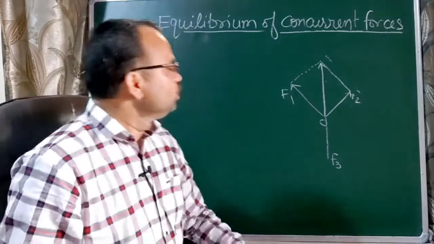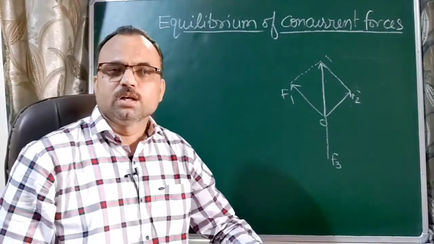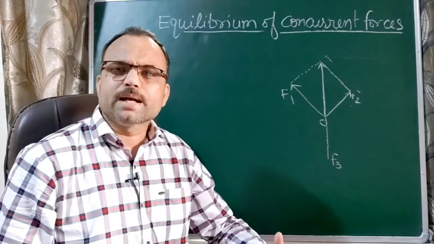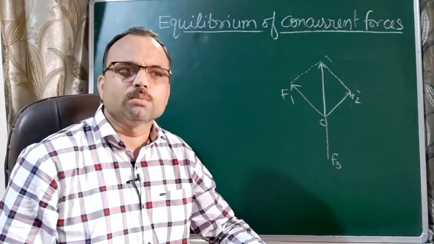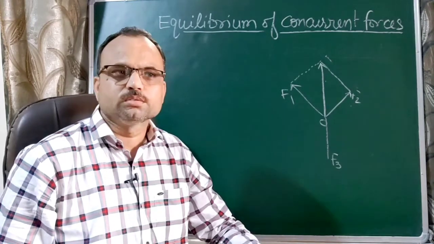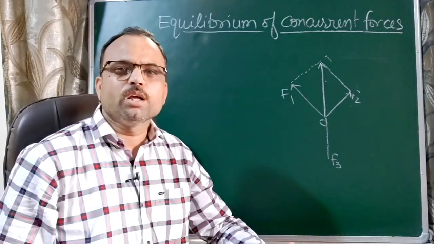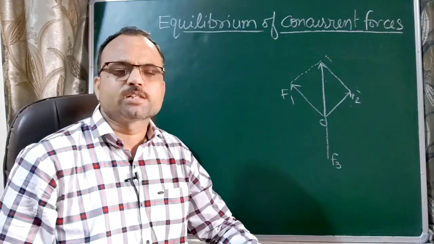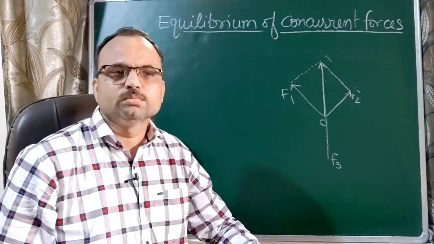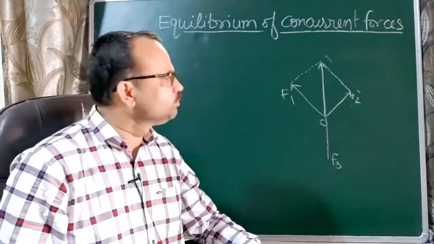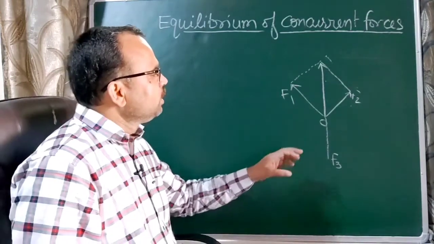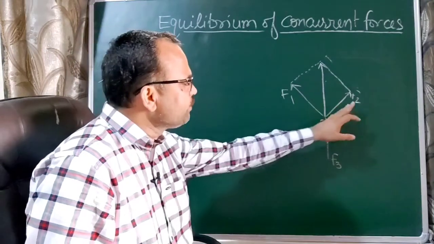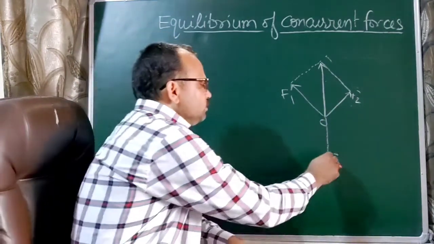Consider that a number of forces act on a body, and suppose that the body is in the state of equilibrium under the action of concurrent forces. That is, the body remains at rest or moves with uniform velocity in a straight line. Suppose three forces F1, F2, F3 act on a body like this.